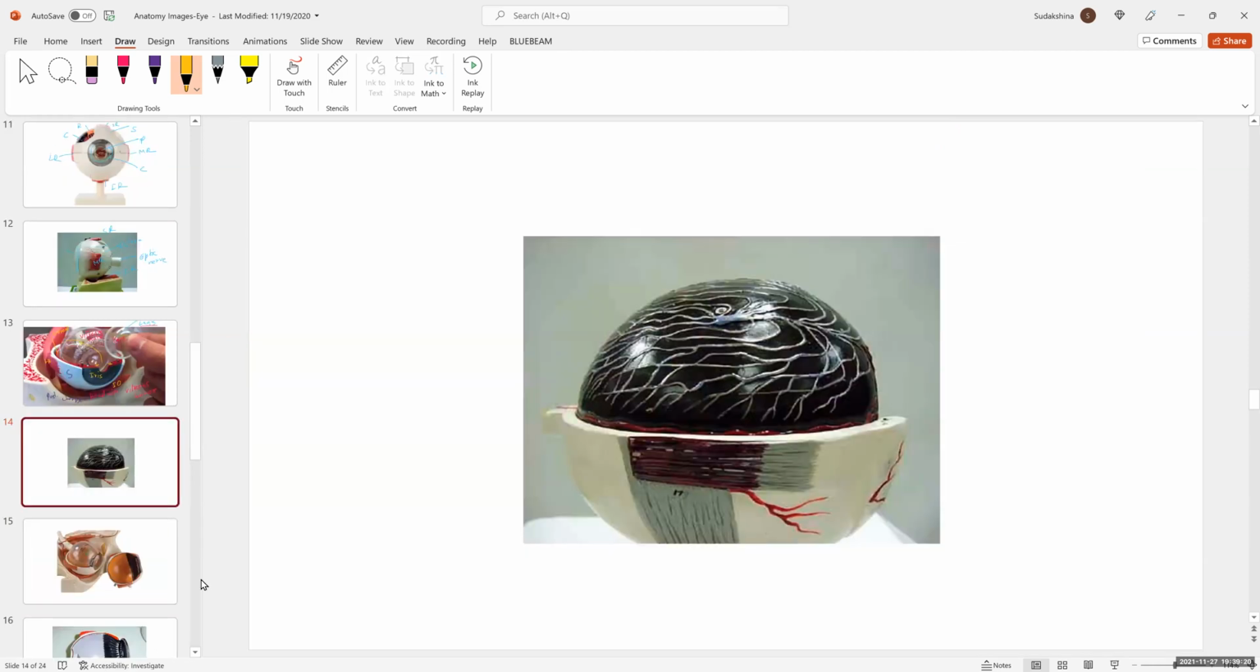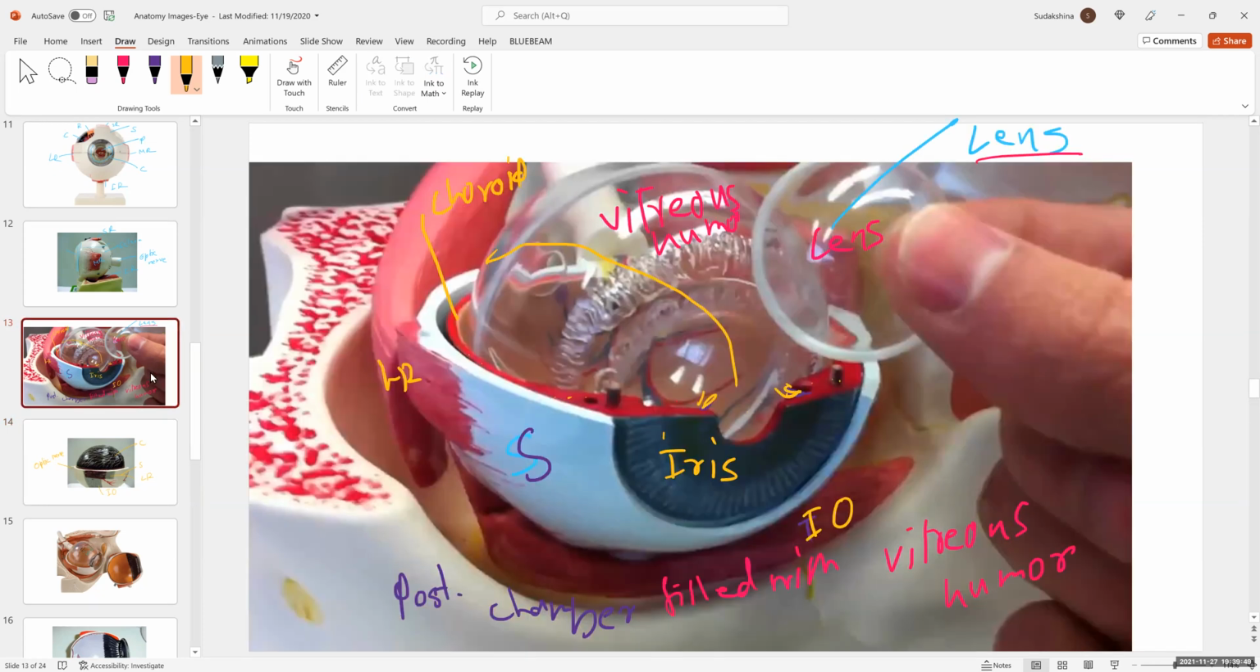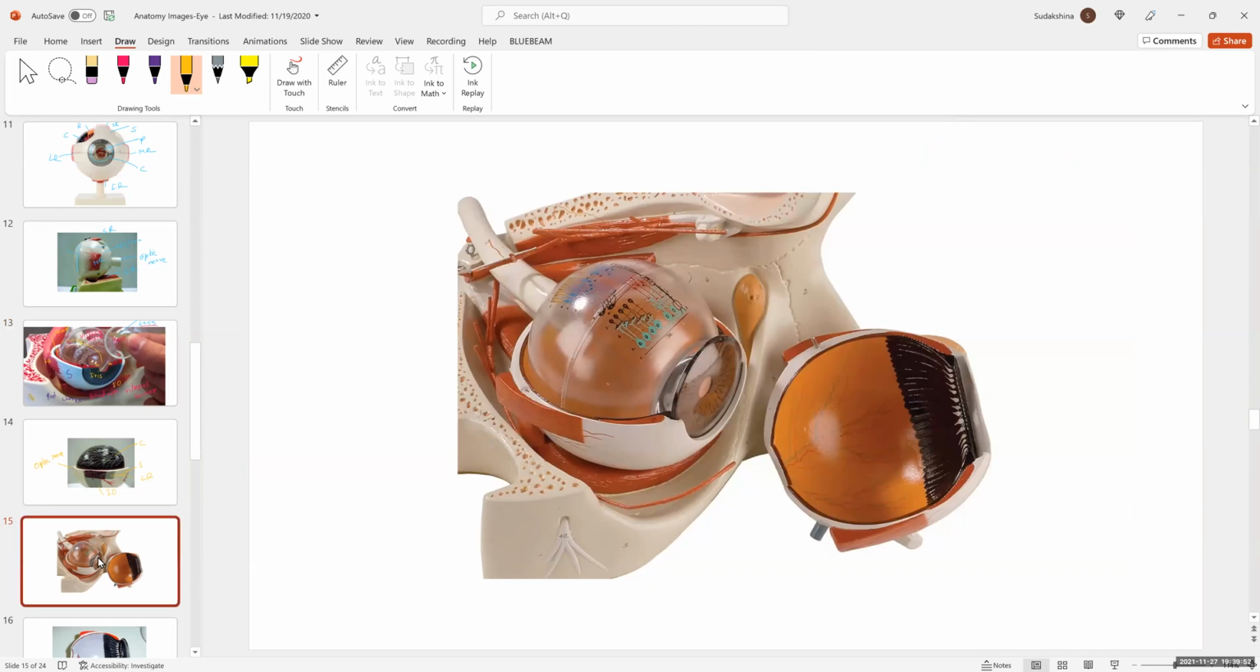Again, sclera, choroid. Then you see the lateral rectus, inferior oblique, optic nerve. This is basically to show you the sclera and the choroid. Okay, now let's say we cut a section through this eye. Cut a section. And we are looking at that section. So they show you the same thing.